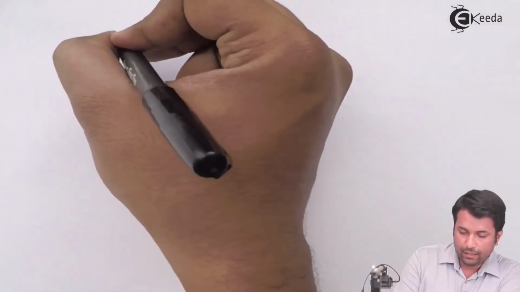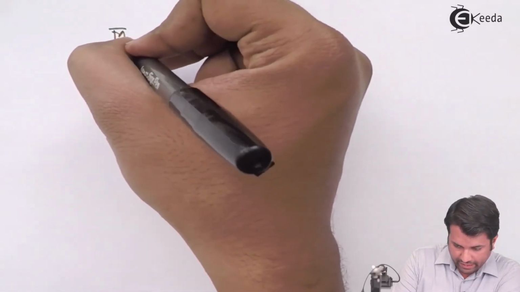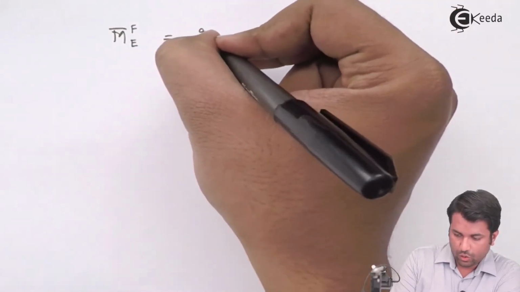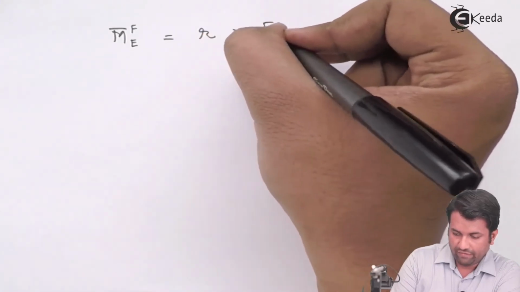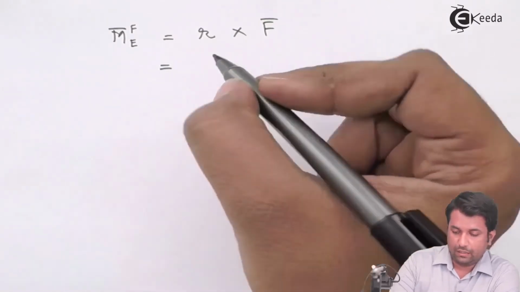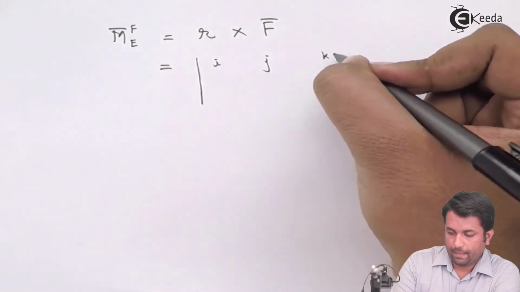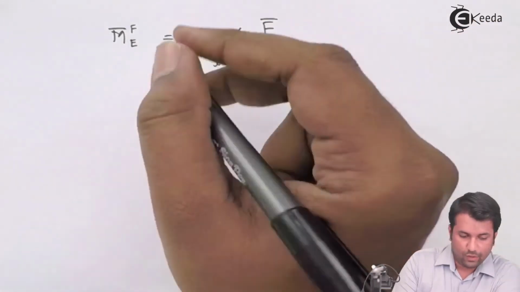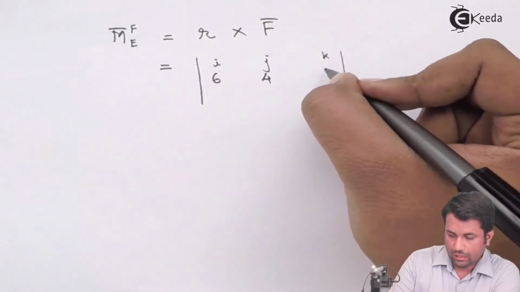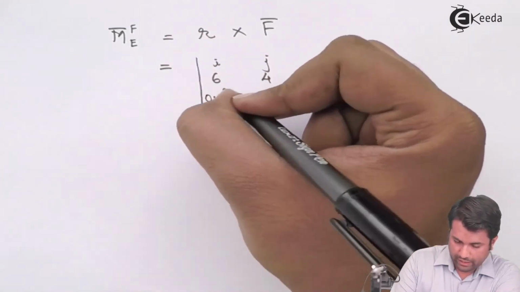So the moment vector with respect to point E for the force F is cross product of R with the force vector. That is, R is nothing but the position vector. So I'll take the determinant as the values for Rx being 6, Ry 4, and Rz being 0. This is 0.8.